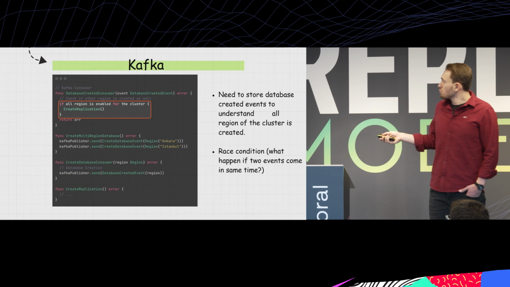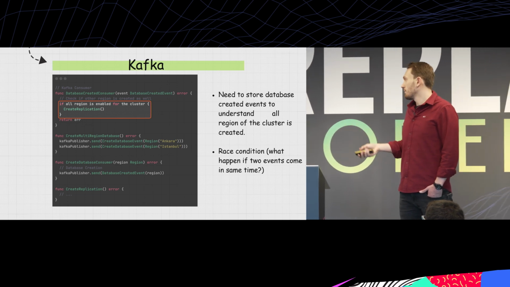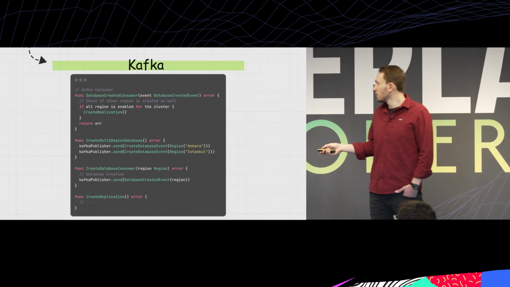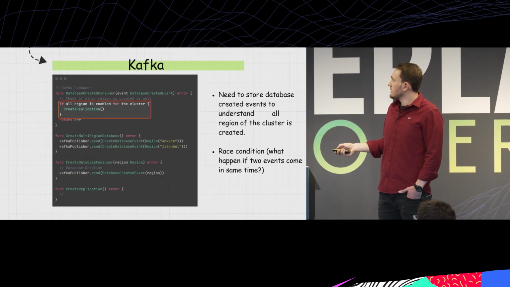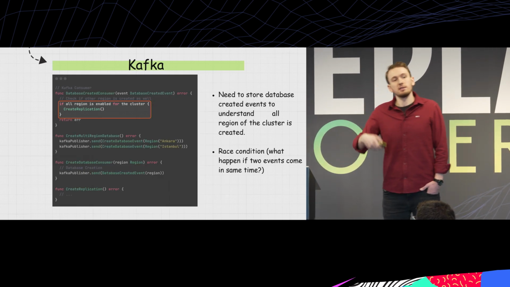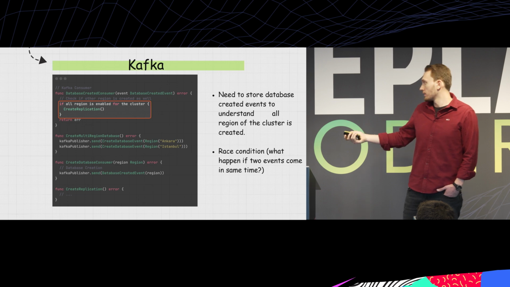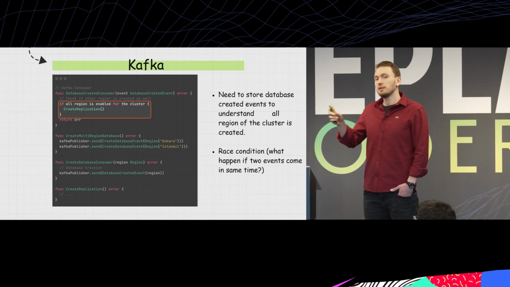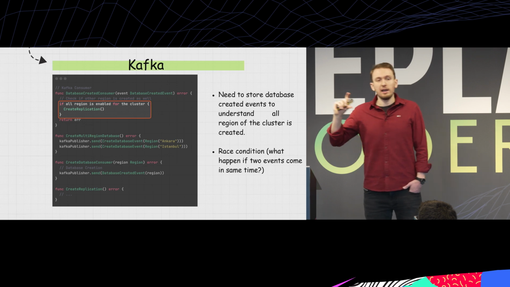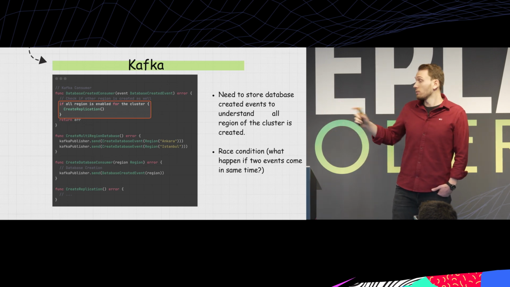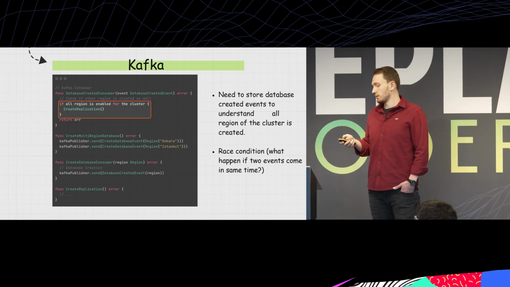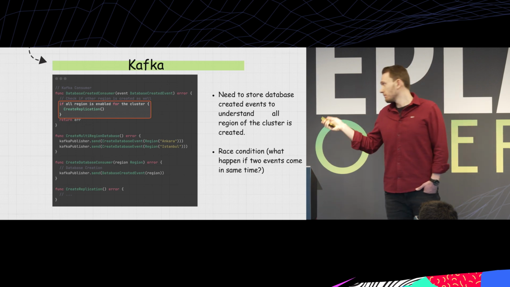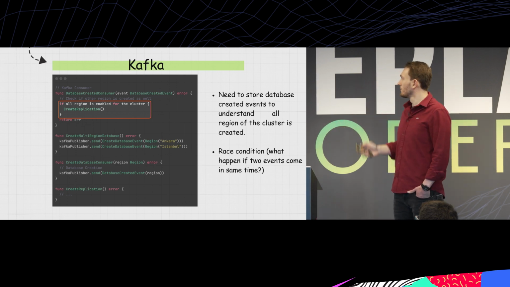If we consume the same events at the same time, for example, Ankara and Istanbul were created at the same time, and we listen to these events at the same time, Ankara will check is Istanbul ready, and Istanbul will check is Ankara ready, and we couldn't create replication. And in the end, we will have two healthy database clusters, but there is no replication between these two databases. Of course, this problem can be solvable, but should we solve it? We will see it in the next slides.